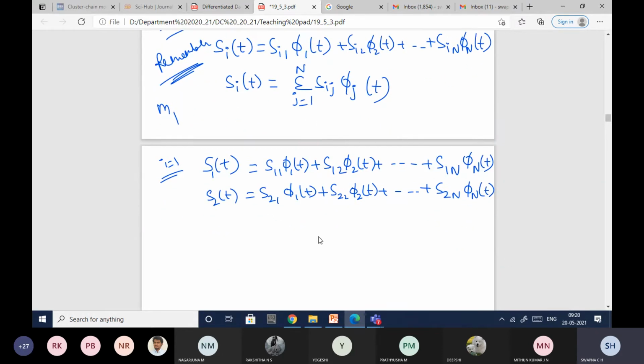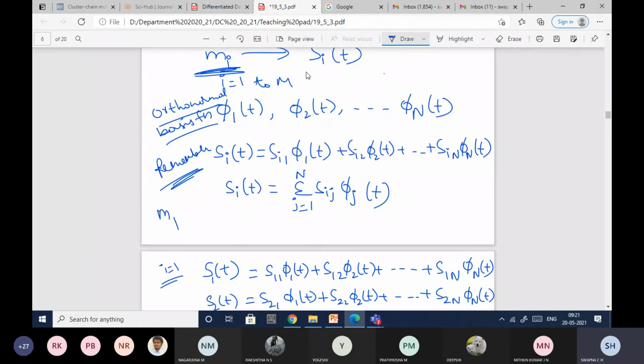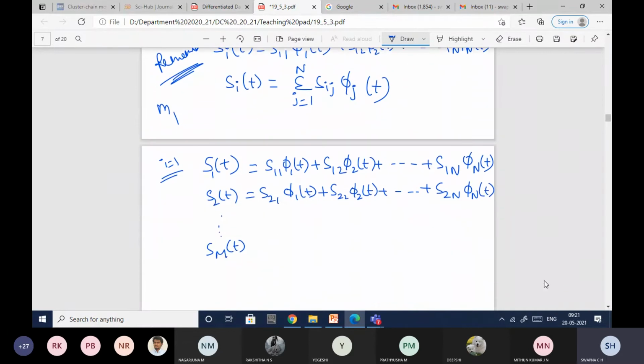In the same way, I have to find S3 of t, and so on, like that, Sm of t, because however many symbols I have, that many modulated signals I'll get. So Sm of t will be equal to Sm1 phi 1 of t plus Sm2 phi 2 of t plus so on plus Smn phi n of t. Let me name these equations as 1, 2, 3, like that, up to the mth equation.